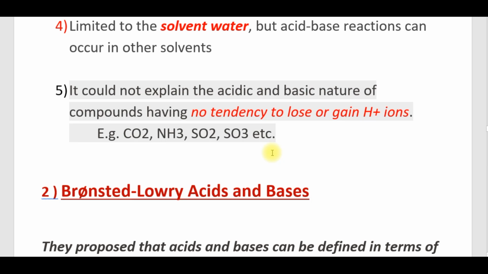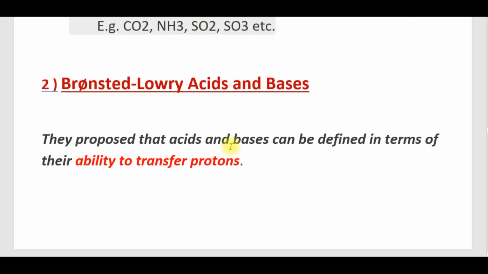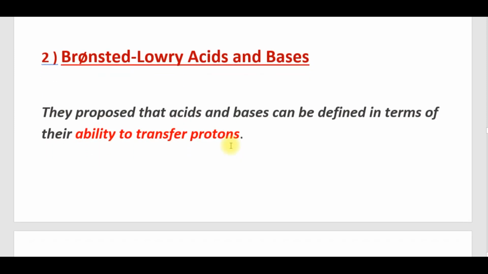So in order to overcome the limitations of the Arrhenius theory, Bronsted and Lowry, the two scientists, proposed another definition or concept for acids and bases. So we can discuss what the Bronsted-Lowry concept of acids and bases is. What are Bronsted-Lowry acids and bases?